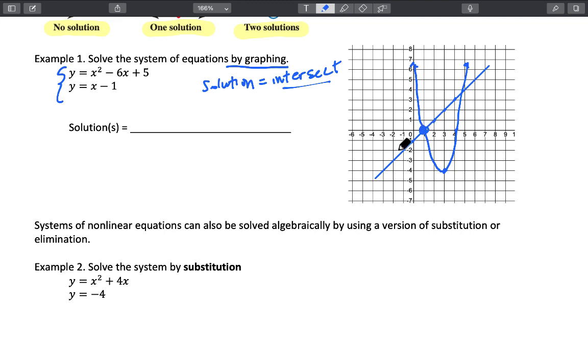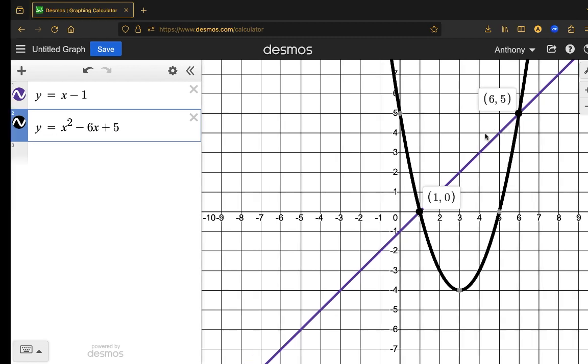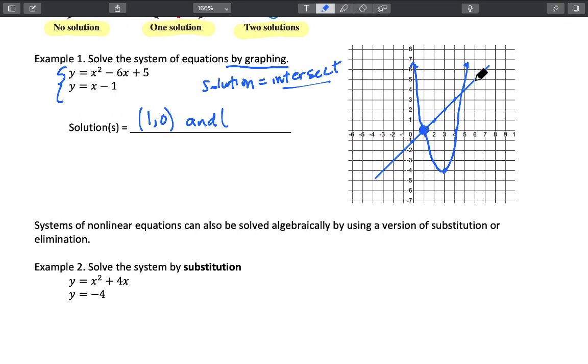Here's one intersection point. So one solution here is at the intersection point (1, 0). And the other one, I can't remember what it was. Oh yeah, (6, 5). So we were pretty far off. We need to redraw our parabola so it comes out a little bit wider, and we get that point (6, 5). So those are our two solutions. Now notice the solutions to a system of nonlinear equations are actually ordered pairs. They're not just the x value.